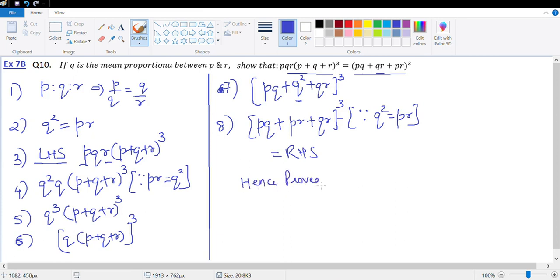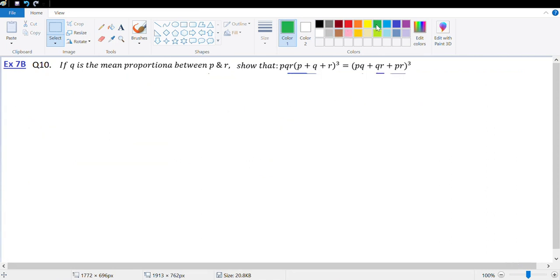Done. Like I said, usually you would end up doing a question which is mean proportion, which is continued proportion, using the K method. So let me show you the same question using the K method as well. I will have to erase this on this page and I will solve this again using the K method. So this time we are using the K method, method 2. Step 1, P by Q is equal to Q by R is equal to K. Let it be equal to K.